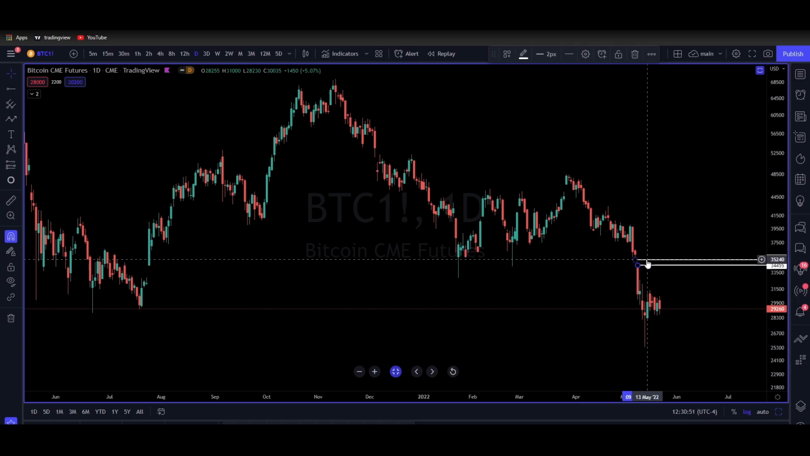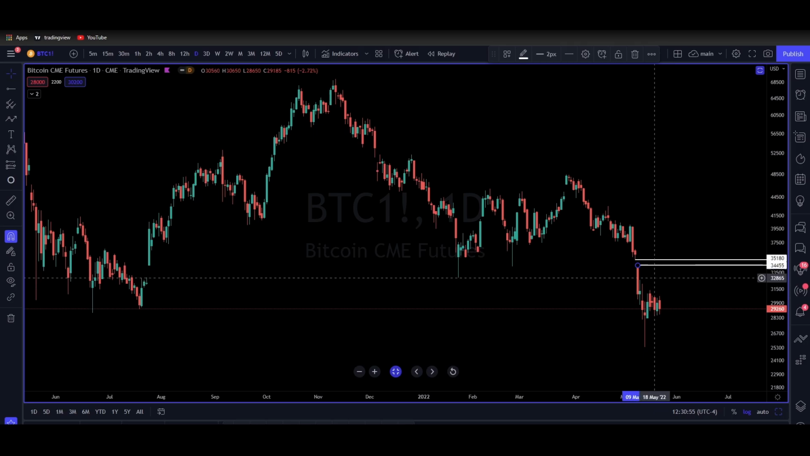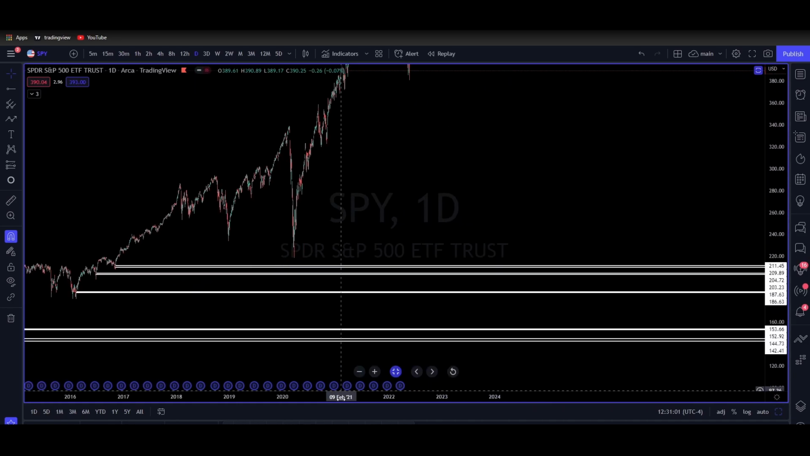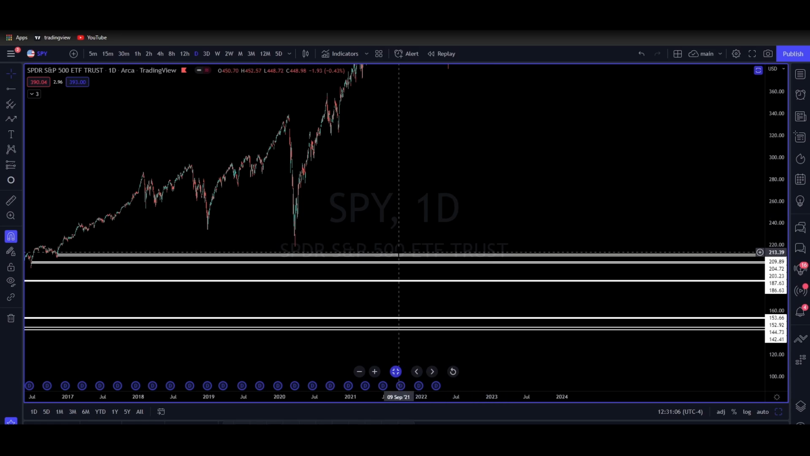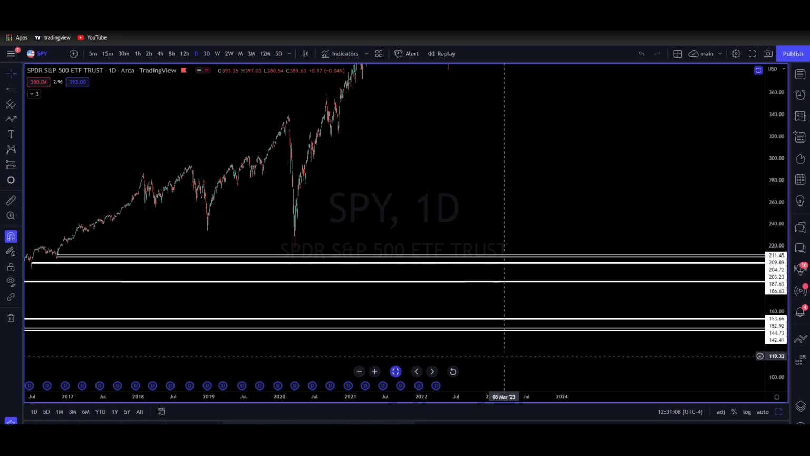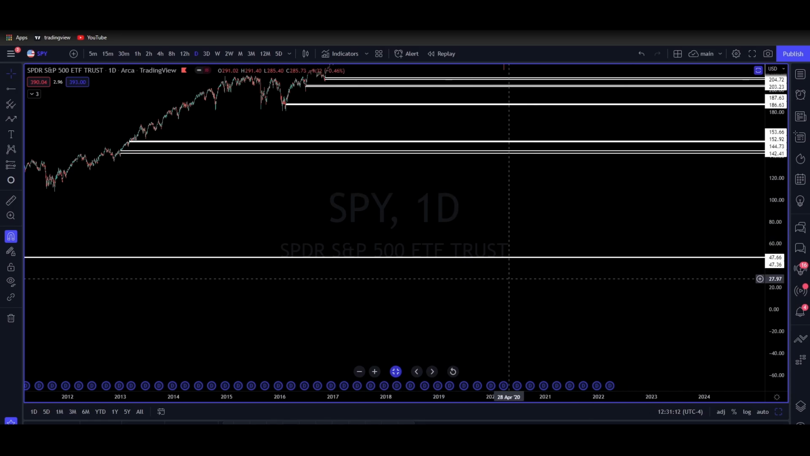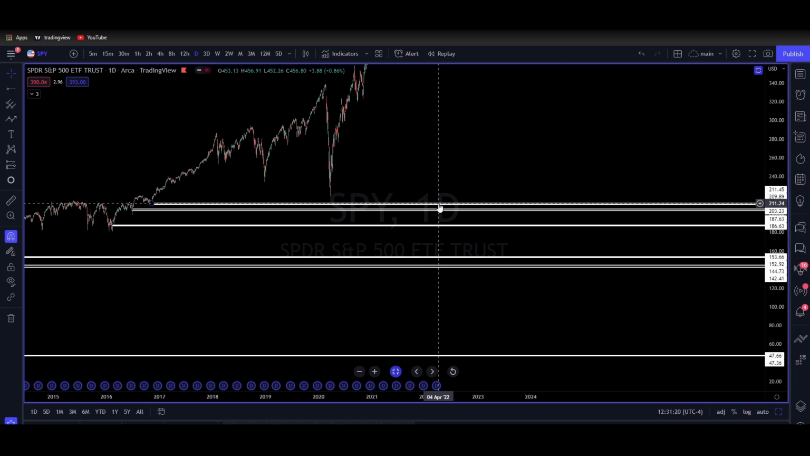But gaps do not have to fill. Even though this is my target and this is what I'm looking for to play out in the coming days or weeks, gaps do not have to fill ever. Here is your SPY index. This is the S&P index SPY. All of these white lines are unfilled gaps in SPY's history. Now, I didn't get all of them. I was just trying to do this quickly right before the beginning of the video. But gaps do not have to fill.